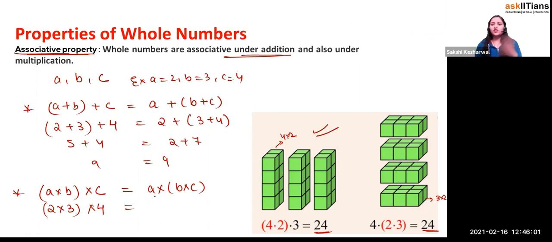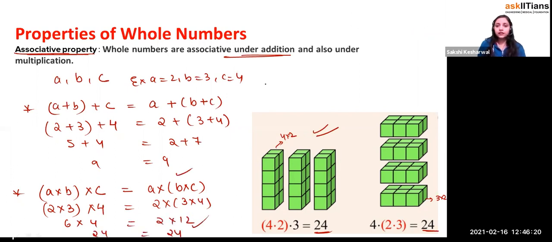Now you might be thinking, ma'am, this is all useless, but it is really important. You should know, because these little things will help you in solving some tricky questions, right? So this is equals to what? 2 into 3 into 4, right? So this is equals to what? 6 into 4, and this is equals to 2 into 12, which is equals to what? 24 is equals to 24.